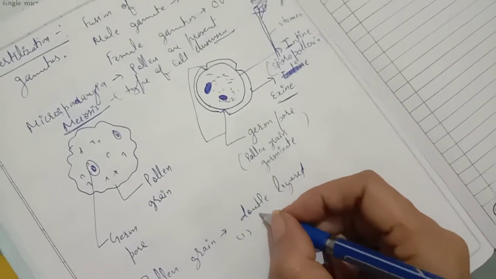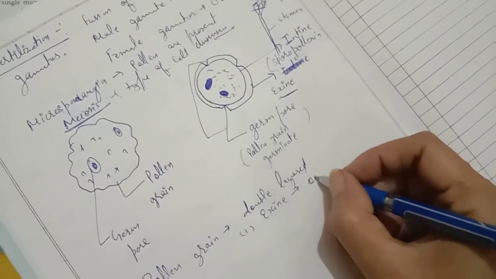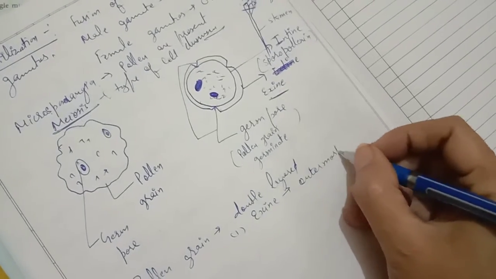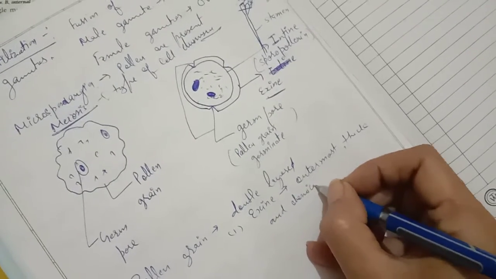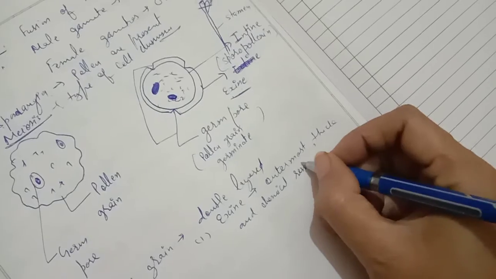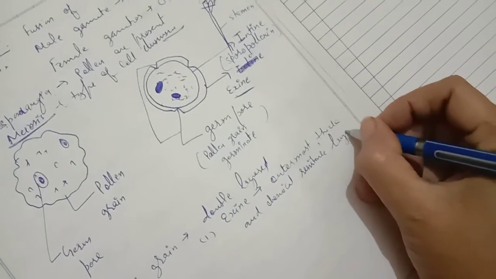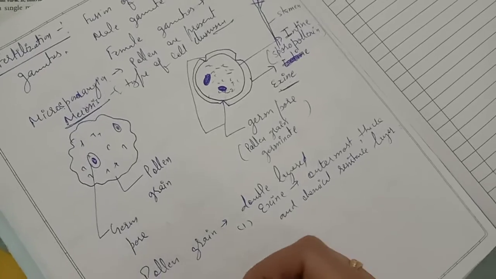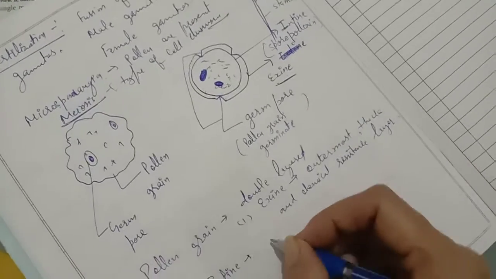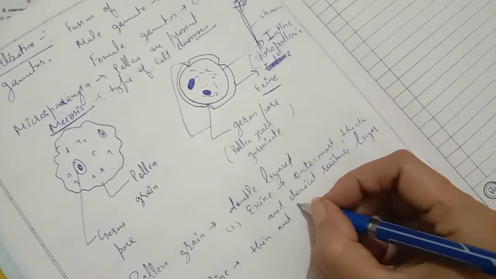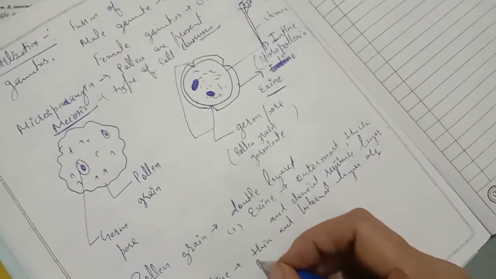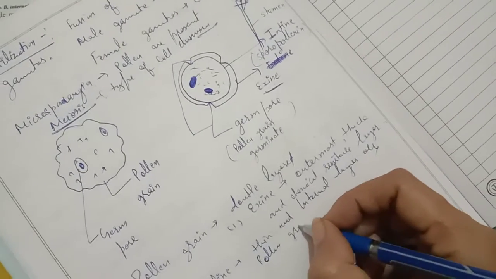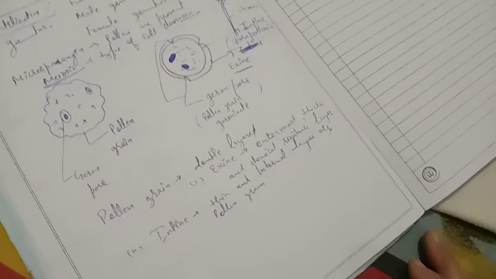First is the exine, the outermost thick and chemical resistant layer. And the second one is the intine. The intine is the thin internal layer of the pollen grain. Understand? So it is the internal layer of the pollen grain.